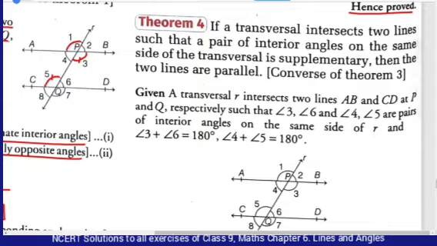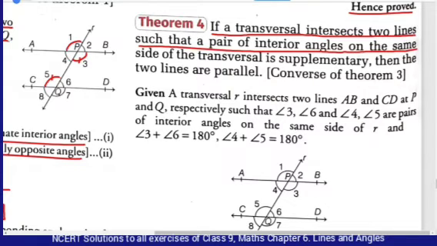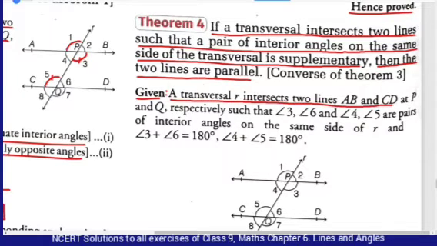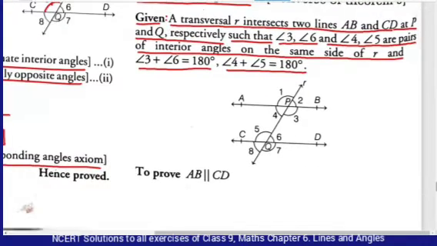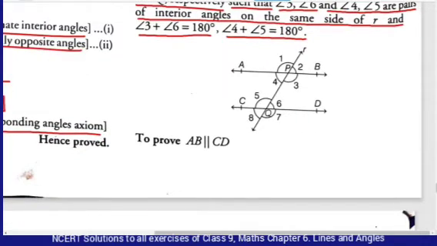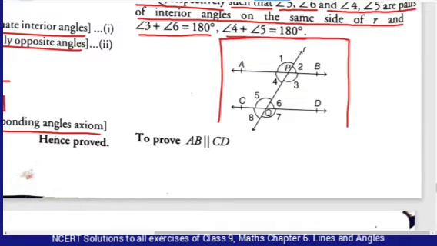Next theorem is, if a transversal intersects two lines such that a pair of interior angles on the same side of the transversal is supplementary, then the two lines are parallel. So this is the converse of the above theorem. Given a transversal R intersects two lines AB and CD at P and Q respectively, such that angles 3, 6 and 4, 5 are pairs of interior angles on the same side of R, and angle 3 plus angle 6 is equal to 180 degrees, angle 4 plus angle 5 is equal to 180 degrees. Here we have to prove AB is parallel to CD.